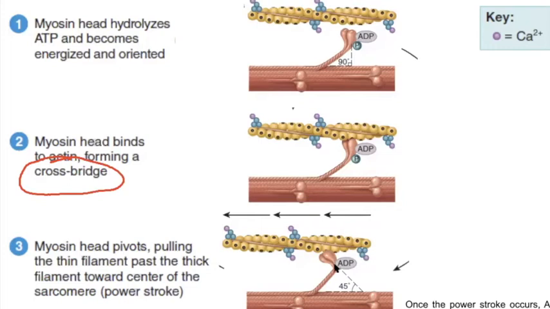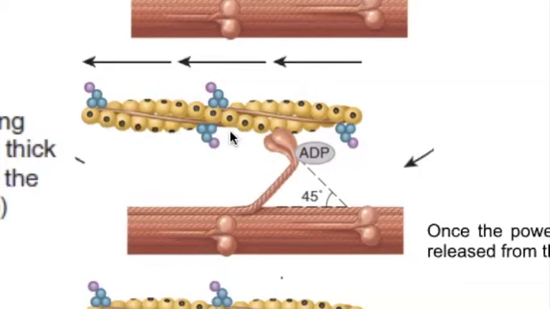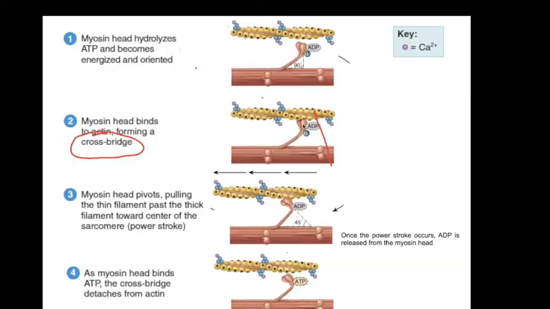So after the binding, after this cross bridge formation, you go from what is a 90-degree angle over here in relation to the actin filament, to a 45-degree angle. That is, the myosin head is going to pivot. It's going to remain stable. It's going to pull the actin filament toward the M line, toward the center of the sarcomere. That's called a power stroke. You go from this position here, it pivots and pushes it toward there.